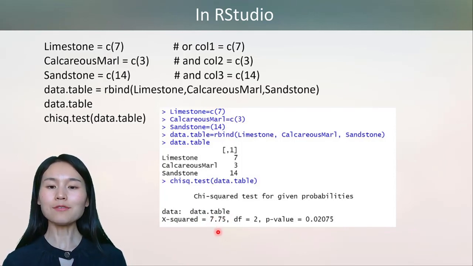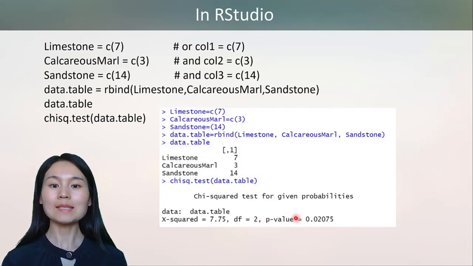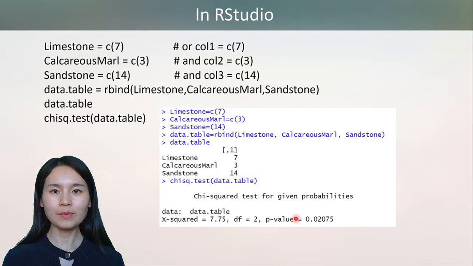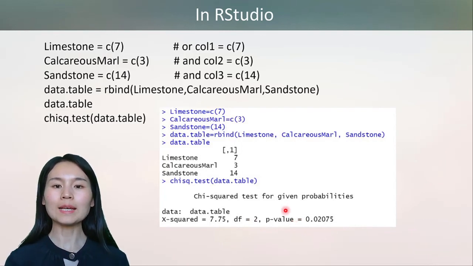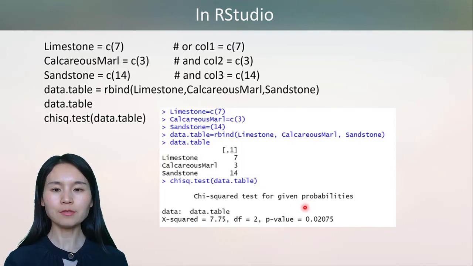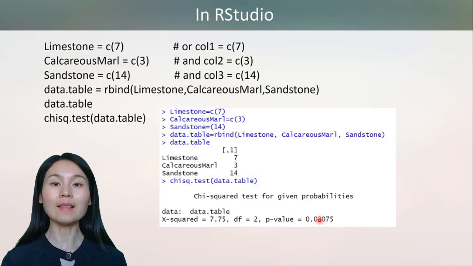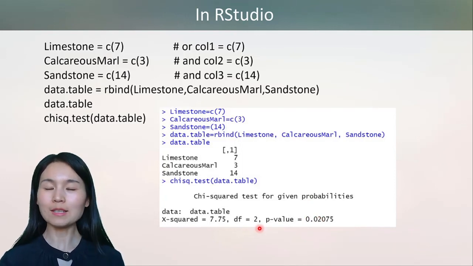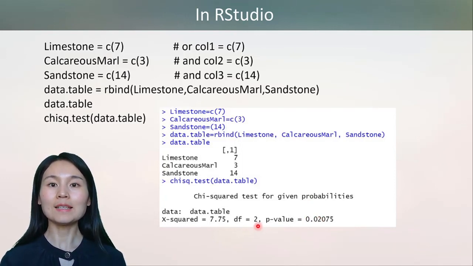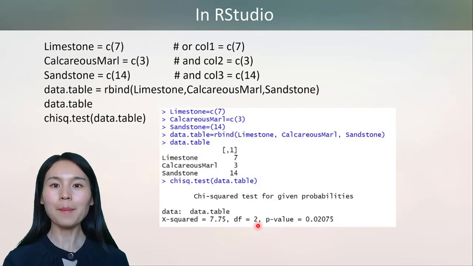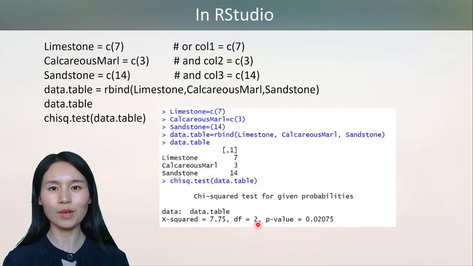What is different is that a p-value is given instead of a critical value. With the p-value, you can compare with our alpha, which is 0.05. Here, the p-value is 0.02, which is less than alpha. So we reject the null hypothesis, and the rock types can impact the occurrence of the springs.